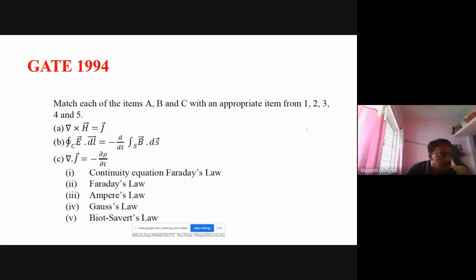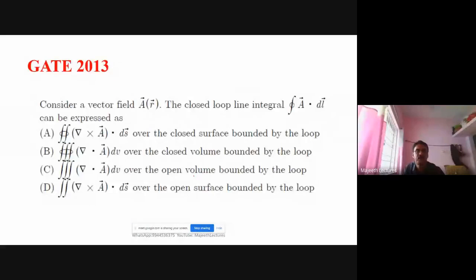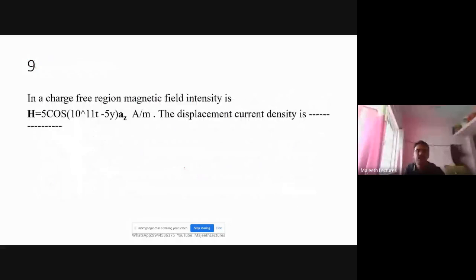Right? And next one, which of the following is appropriate? Relate del cross H is equal to J, Ampere's circuital law. So this is A. E dot dl is equal to minus dou phi by dou T, Faraday's law. B. Del dot J is equal to minus dou rho V by dou T, continuity equation. C. Fine. So like that, everything is based on that. So we will finish it. And the remaining things you solve. It is very easy only. I will share.